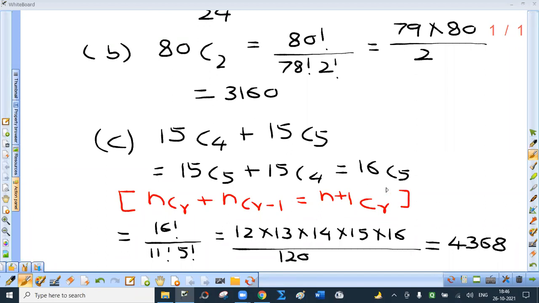What is 16C5? 16 factorial upon 16 minus 5, 11 factorial into 5 factorial. Now factorial of greater is factorial of smaller, go on adding 1 unless you get greater. So it comes out to be 4368. I repeat, you can find these two separately and add. You will get the same answer.